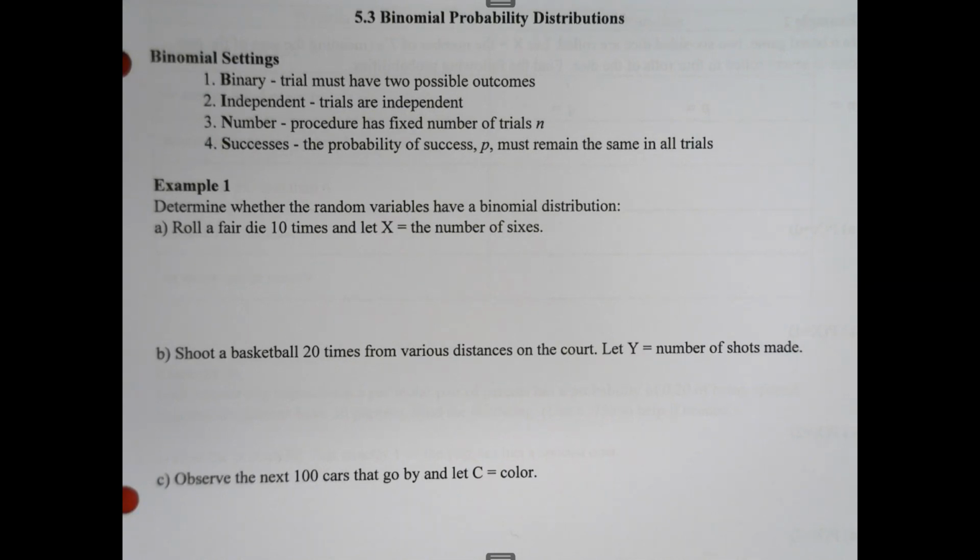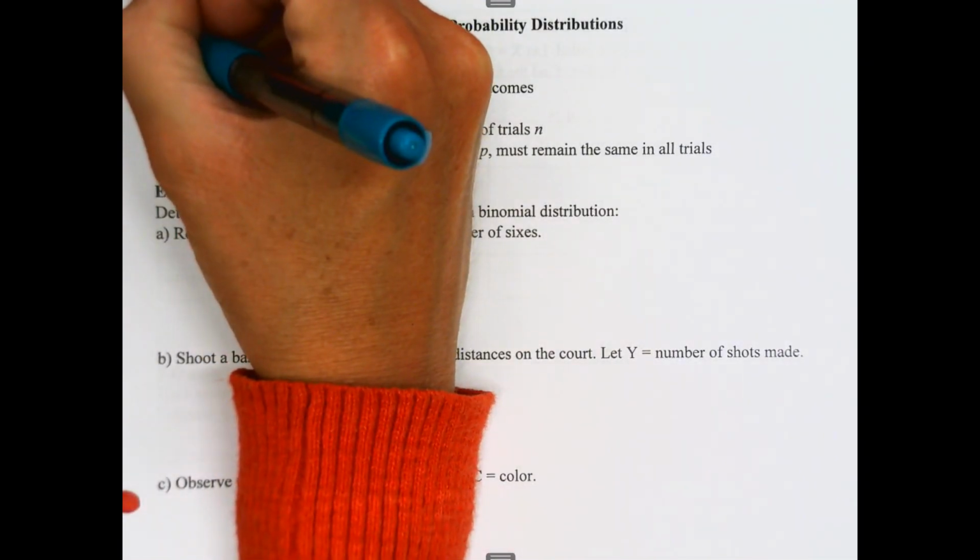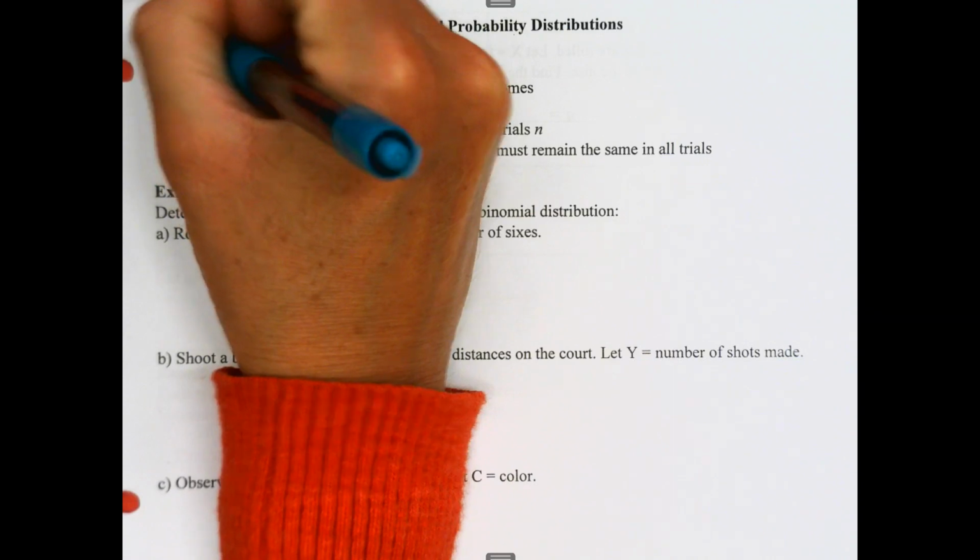In section 5.3, we are going to look at binomial probability distributions. A binomial probability distribution is a special type of discrete probability distribution. In section 5.2, we looked at discrete probability distributions, and so now we're going to look at specific ones that are binomial.